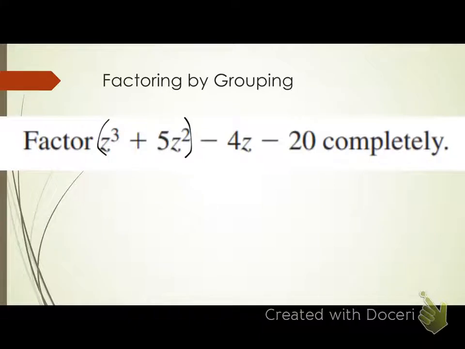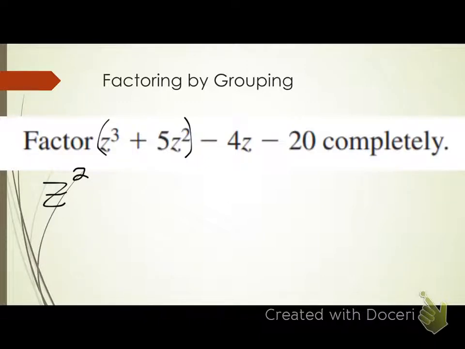Someone raise your hand. Tell me what my GCF would be of my first two terms. Close. Z to the second power. Z squared. So, 1 and 5 don't have a number in common besides 1, right? So I can't factor out a number. They have two z's in common, right? So I can factor out that z squared.